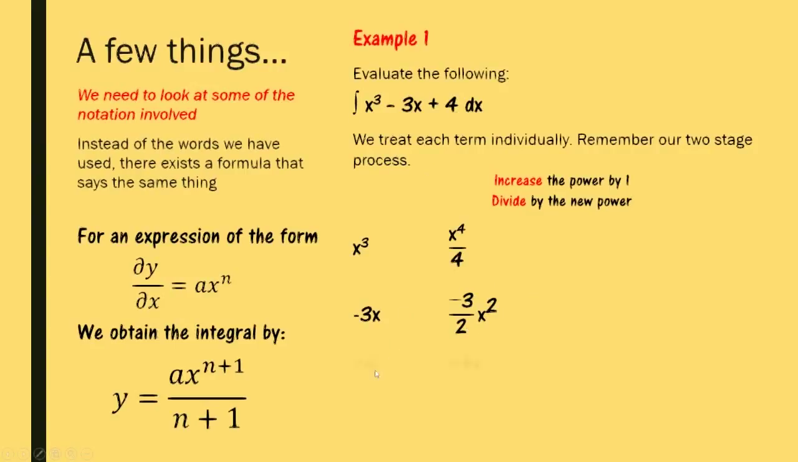And the last one is plus 4. Well, the plus 4 becomes plus 4x. We put all our terms together. The x cubed became x to the 4 over 4. The minus 3x became minus 3 over 2 x squared. And the plus 4 became plus 4x. And that's it. Or is it?